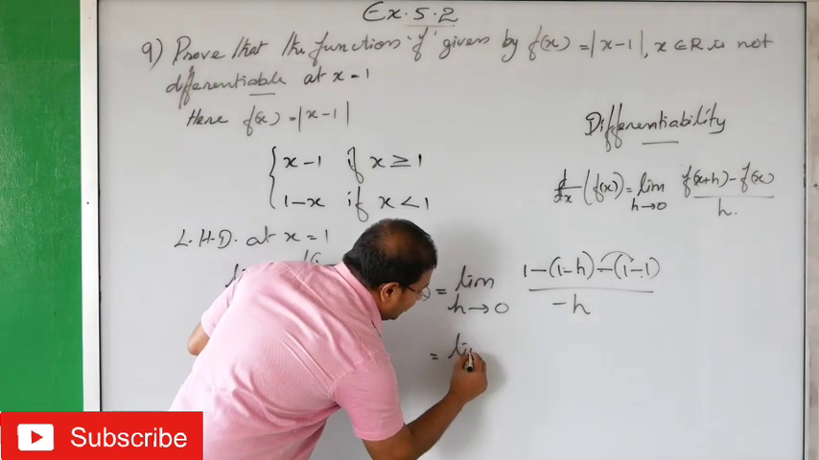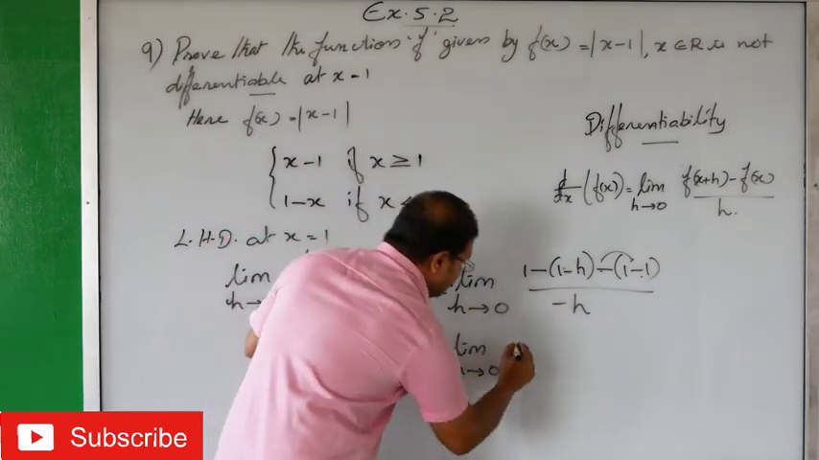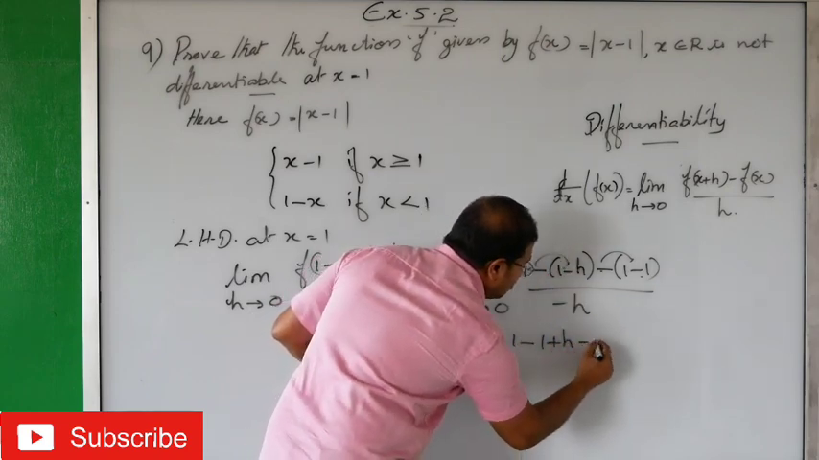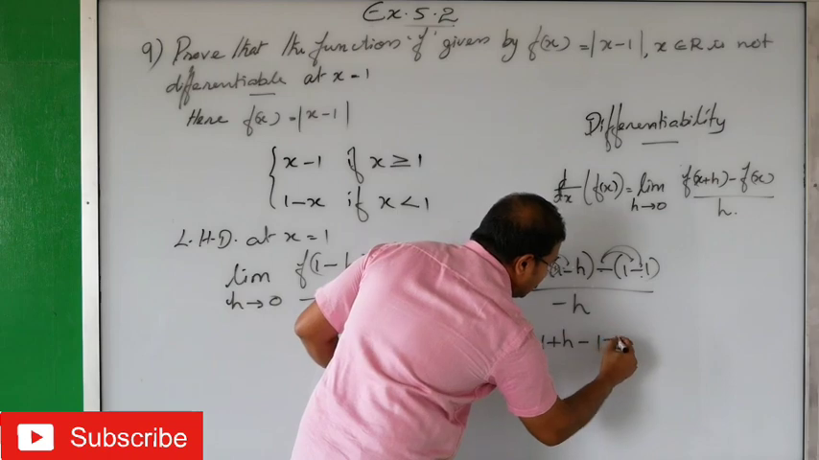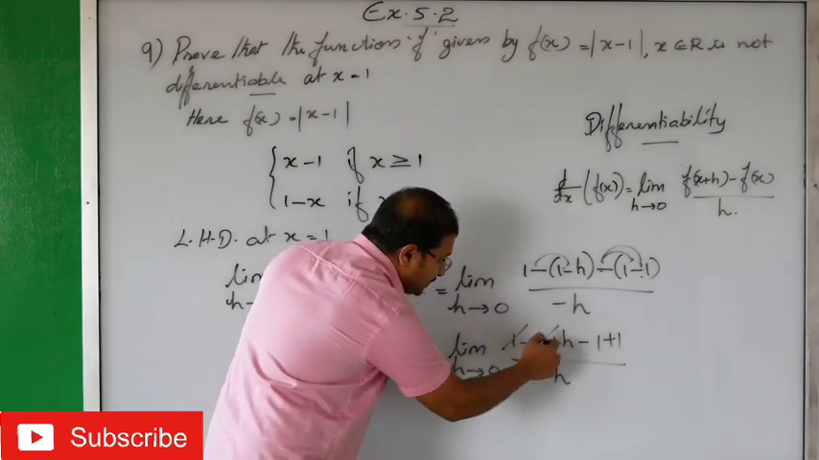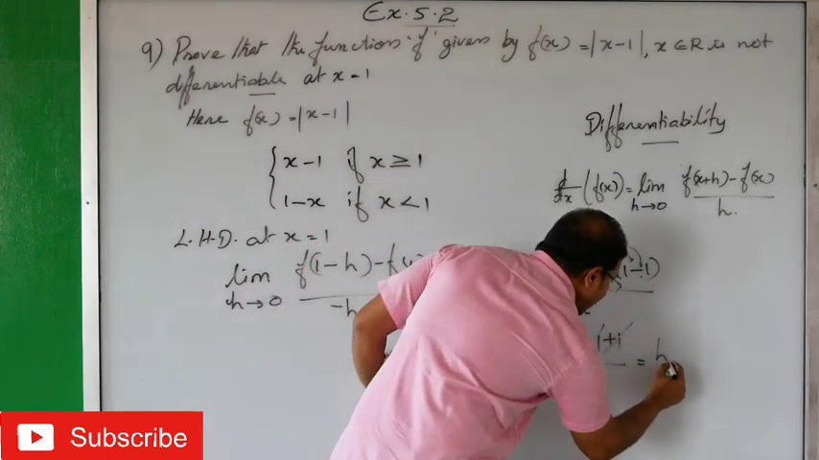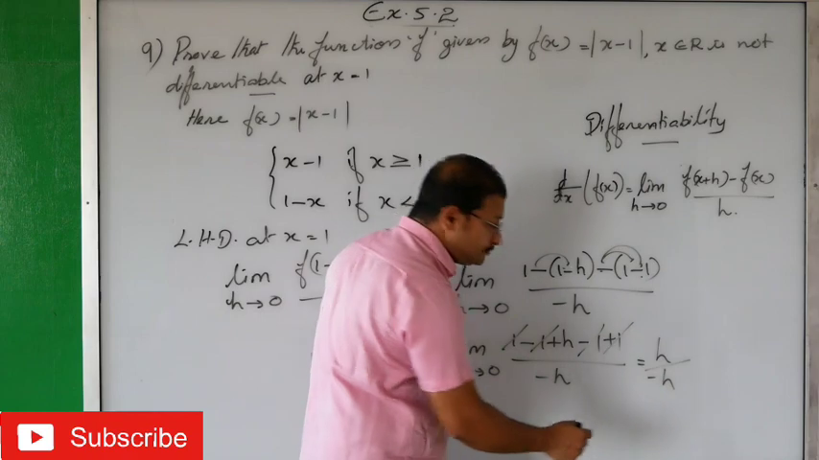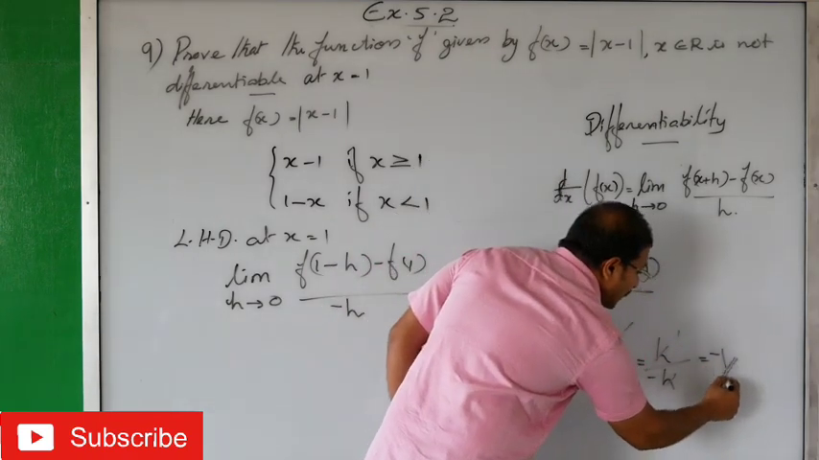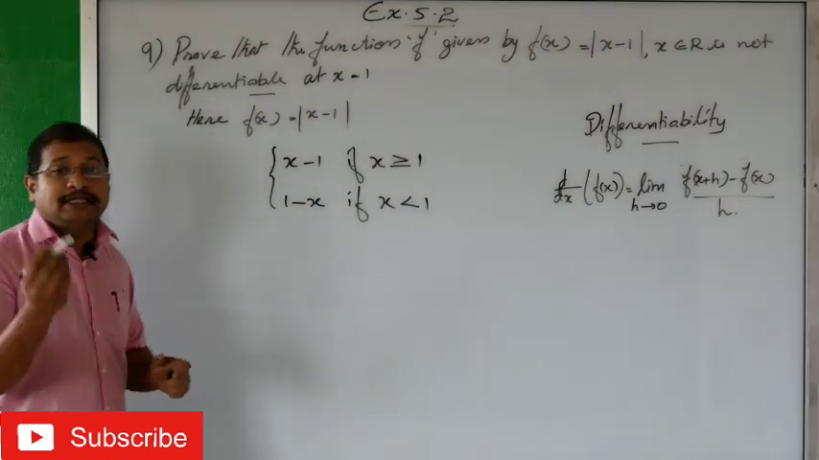Equals limit h tends to 0. Opening the bracket: 1 minus 1, minus into minus plus h, minus 1, minus into minus plus 1, divided by minus h. Plus 1, minus 1 will cancel. Minus 1 plus 1 will cancel. We got it now h by minus h. H ones are 1 time, isn't it? That means we will get now minus 1. So, LHD we got it now minus 1. Let's see the RHD now.